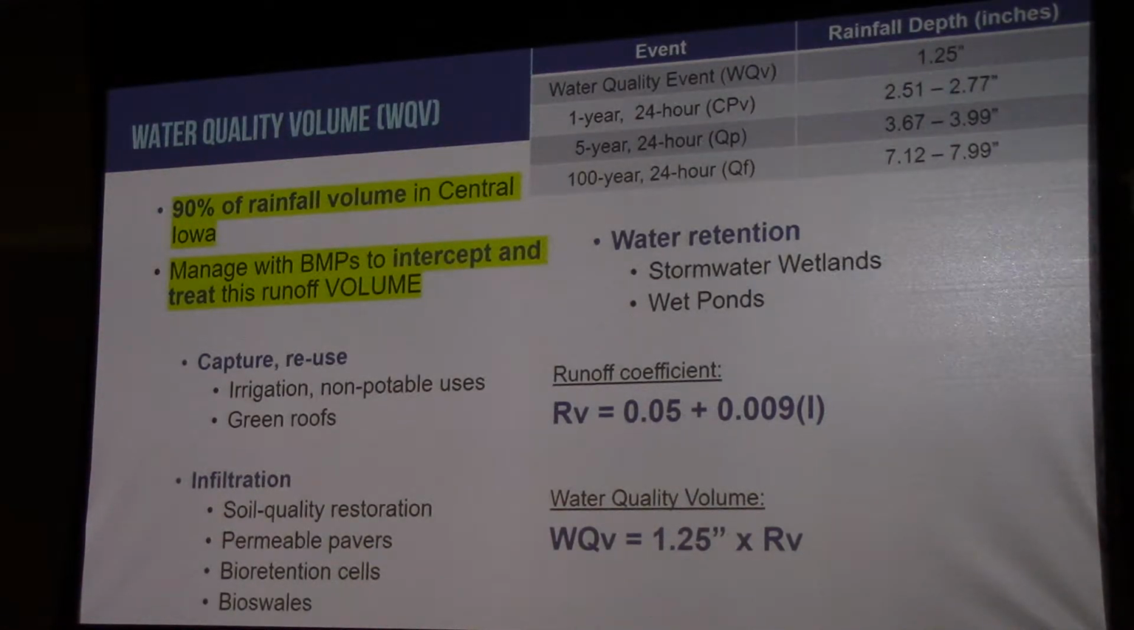And how this is measured is a pretty simple calculation. You calculate a runoff coefficient, which is based on the I in that formula, the impervious cover on your site. So if you are 40% impervious on your development, you plug 40 into that equation, and that gives you your runoff coefficient. Then you multiply the runoff coefficient times 1.25 inches, and voila, you've got the amount of volume that you have to treat. So that allows you to size the different practices.